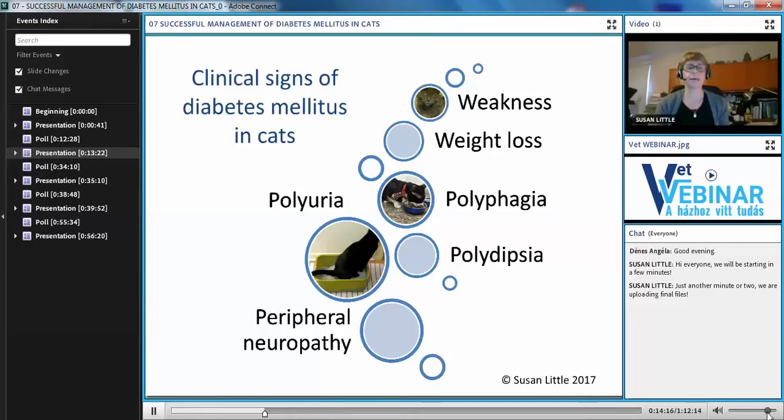And then some patients will actually present in a more serious or more advanced disease state. Some of your patients, hopefully not too often, can actually present in ketoacidosis. So if they've gone unrecognized for a long time with their disease, you might actually see them in a very, very critical state. But I think more typically we see cats when they've got these clinical signs of disease.